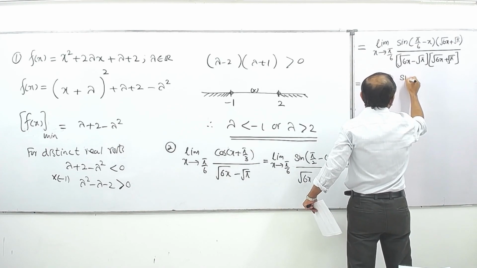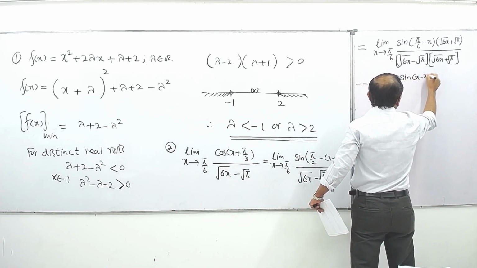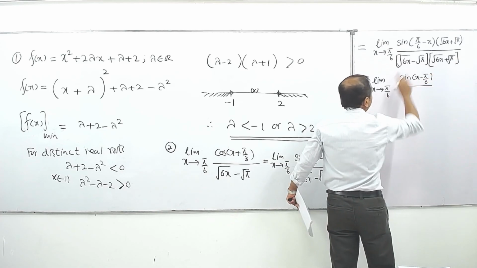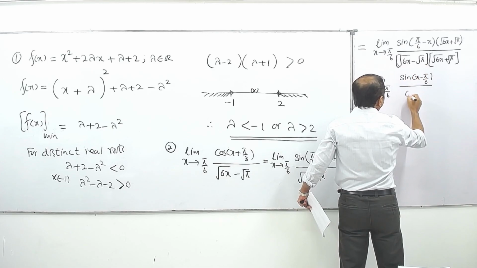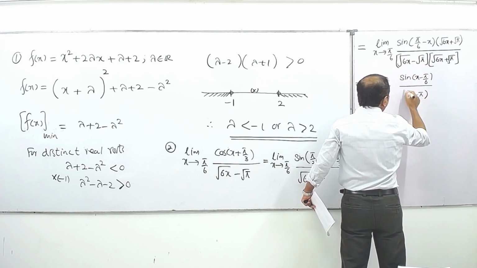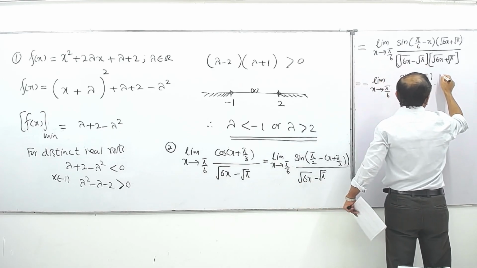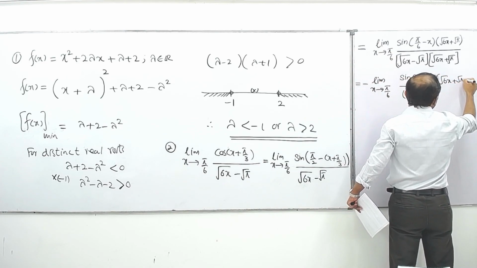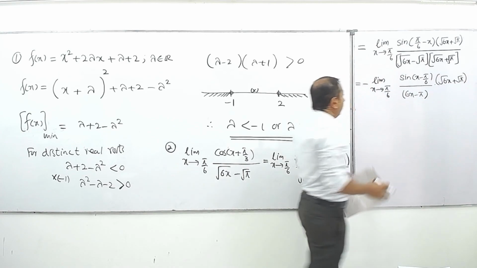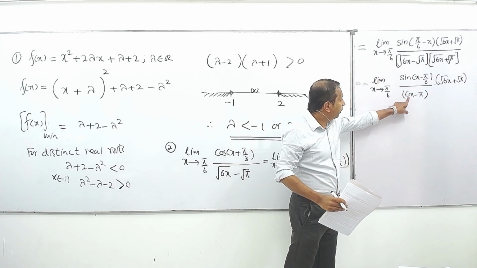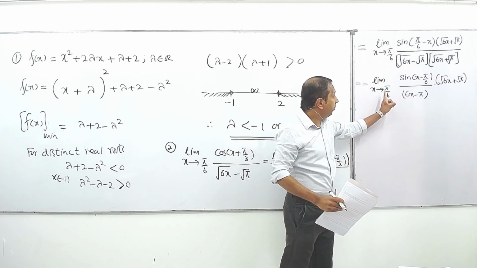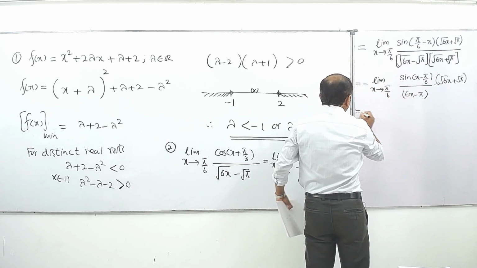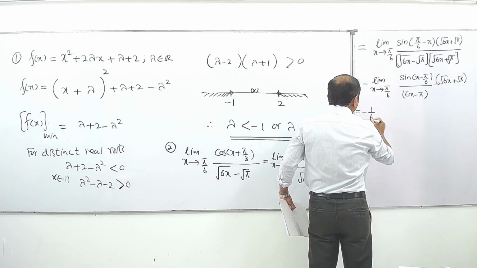Then this is going to be sine x minus pi by 6. Okay. Here we get 6x minus pi, no? The product. And this root 6x plus root pi, this way. Now this 6 also we take out. And the limit x going to pi by 6 I put there. Then what happens is this, minus 1 over 6.